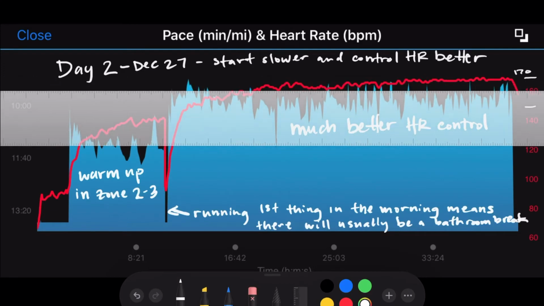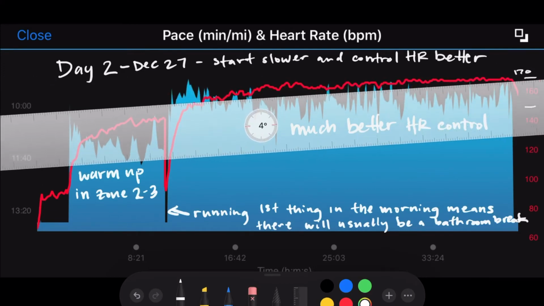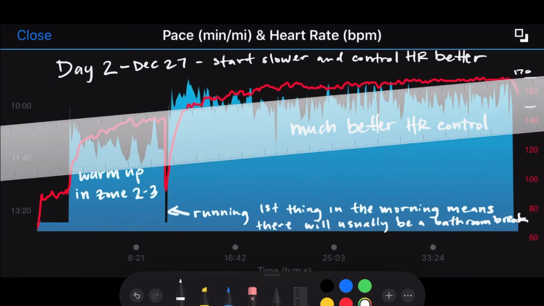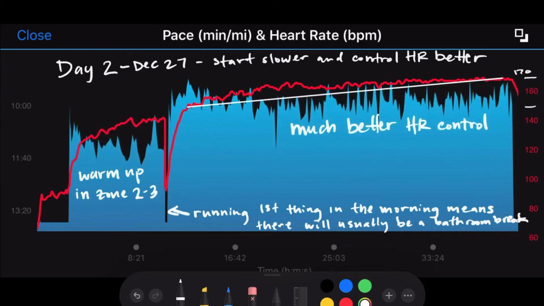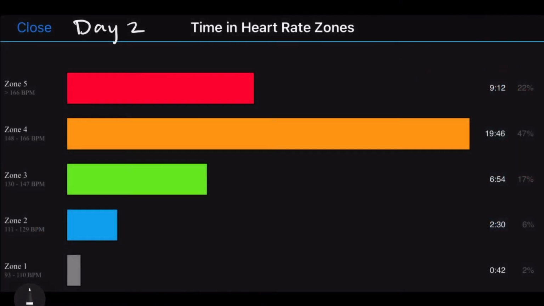And if we take a look over here at the slope of my heart rate escalation, it's only about a 5% slope, meaning that my heart rate was pretty stable for about 30 minutes, meaning that for about 3 miles or 30 minutes of effort, I had sustainable effort.